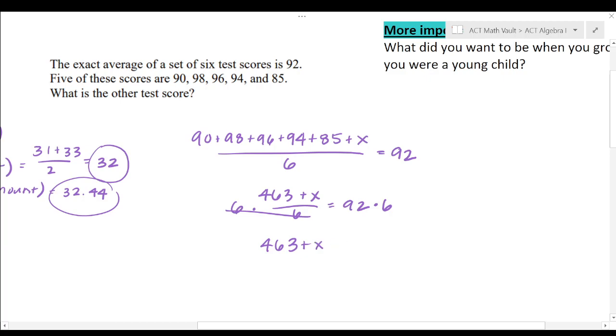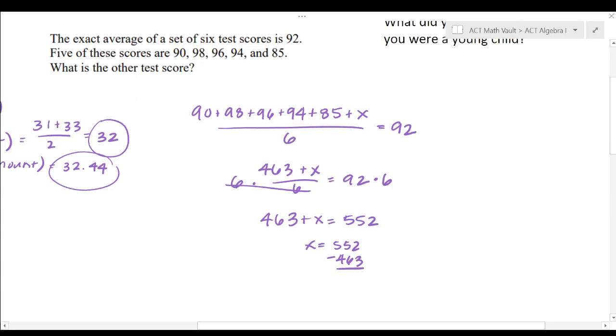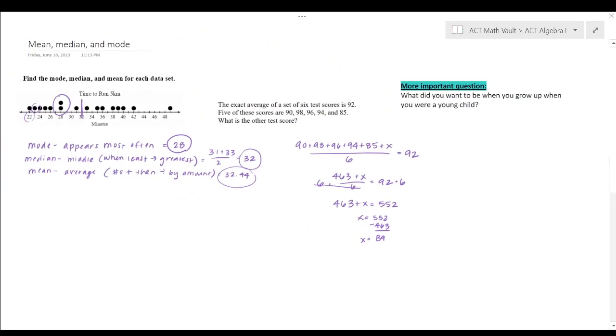463 plus X equals 92 times 6, which is 552. So X is 89. Okay, so that person, whoever's taking these tests, would need to get an 89 on that 6th test in order to get a 92 in the class, or as the average of those tests.